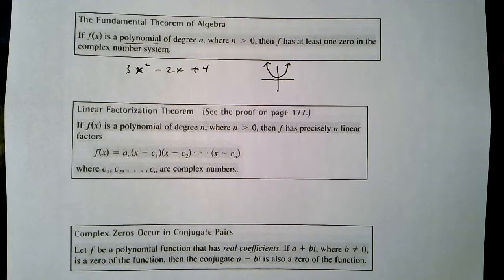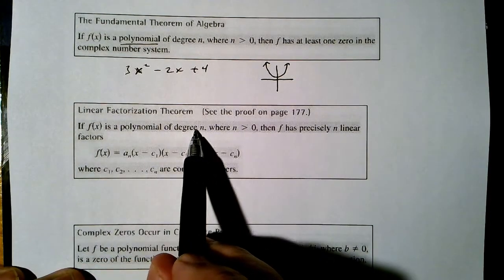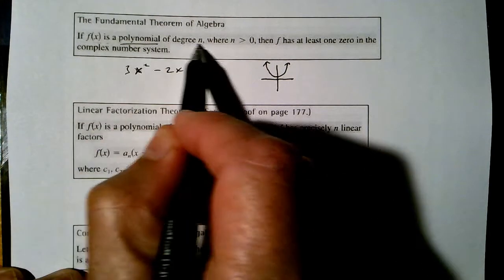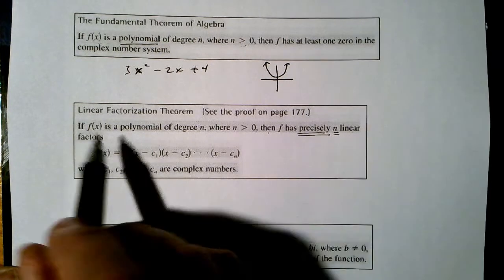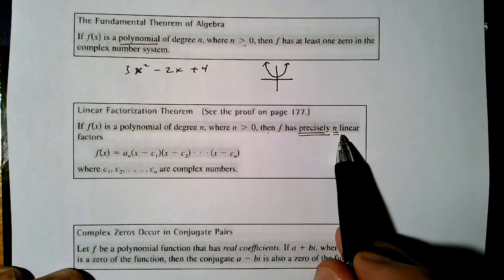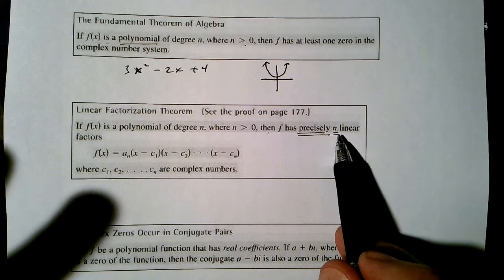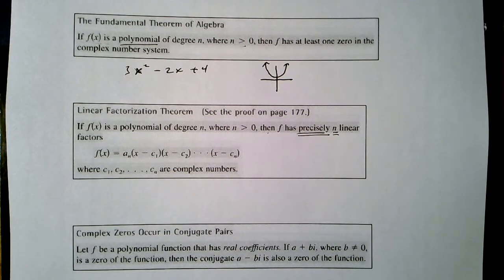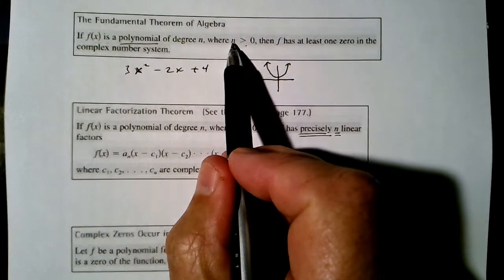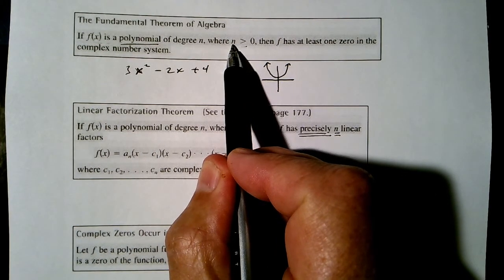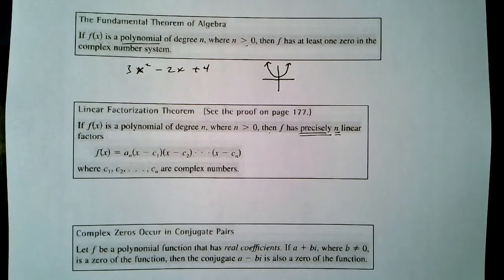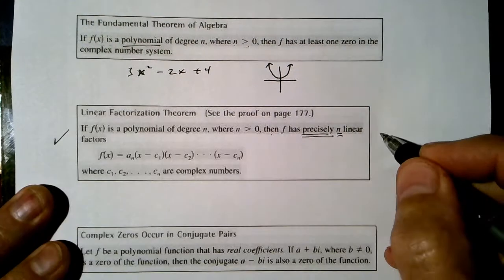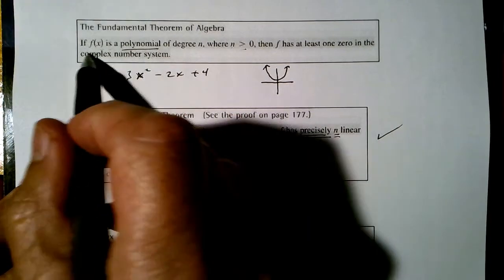Because take a look at this one. If f of x is a polynomial of degree n where n is greater than or equal to 0, then f has precisely n linear factors. That means it has precisely n zeros in the complex number system. So if n is 5, this says, well, there's at least one zero. If n is 5, this tells us there are exactly 5 zeros in the complex number system. So this completely trumps that one.